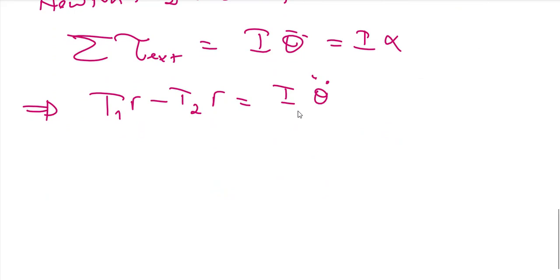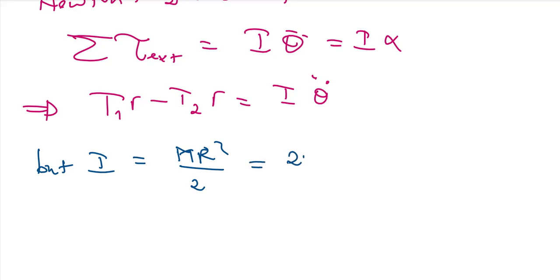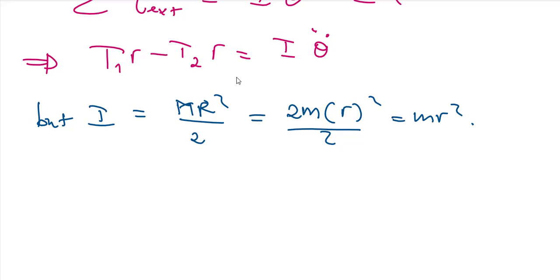The moment of inertia of our cylindrical pulley is mr squared divided by 2, where m is the mass of the pulley, r is the radius, and we divide by 2. So the mass of our pulley was given to be 2m times the radius r, all of that squared divided by 2, which is simply mr squared. And here we have the angular acceleration theta dot dot.